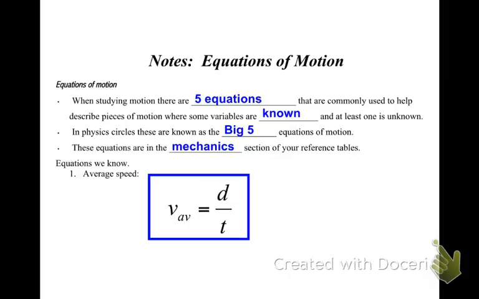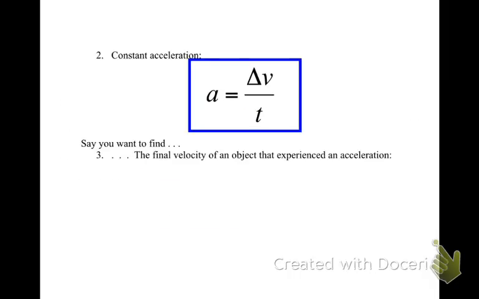So, equations that we already know. Velocity equals distance over time. Pretty simple one. We've already discussed that one. We've also discussed our constant acceleration equation, which is equal to change in velocity over time. Don't forget that this is equal to V final minus V initial over time. So let's say that we wanted to find the final velocity of an object that experienced an acceleration. So let's solve this equation for final velocity.